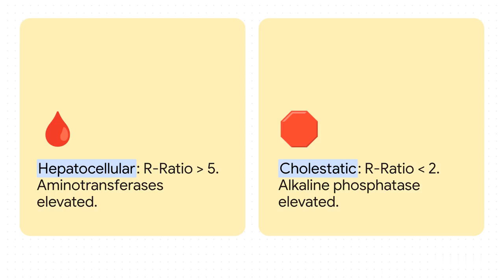That means the aminotransferases are elevated completely out of proportion to ALP. Conversely, if that R ratio is less than 2, you're looking at a cholestatic pattern where the ALP dominates. And if it falls somewhere in the middle, between 2 and 5, that indicates a mixed injury pattern. And when we examine the aminotransferases relative to one another, the ratio of AST to ALT is highly diagnostic.